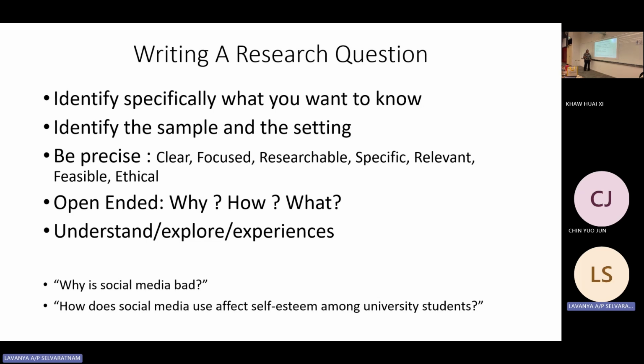You want to understand, explore, and you want experiences. How does social media use affect self-esteem among university students? You have given context, you have given specifics, what you are looking at. You are focused, this is what you want to understand. So your research question is super important, all right?